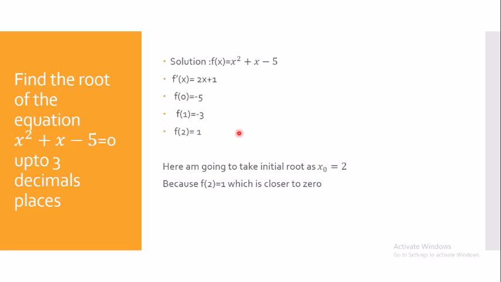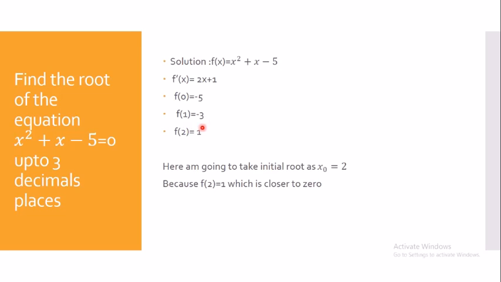Okay, now you can take the initial root. So usually you denote the initial root as what? X naught. So you can take the initial root in this case as 2, since this is very much close to 0. That is, f of 2 is equal to 1 is closer to 0 than f of 1. Okay, so that is why I took x naught is equal to 2. It is fine if you take it as 1. The initial root is absolutely fine.